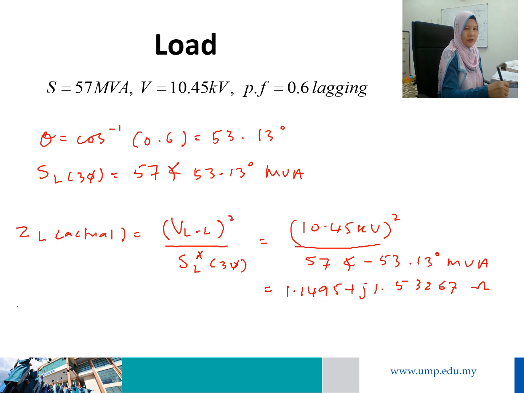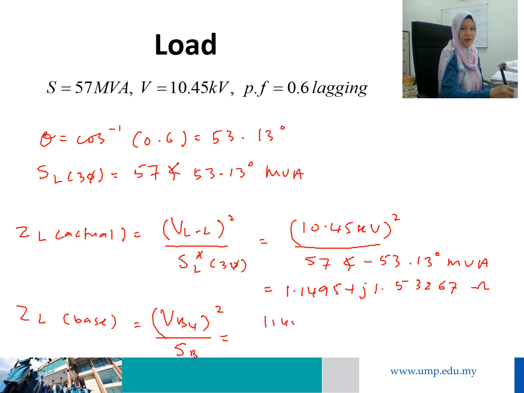And then calculate the base value for the load, which is equal to V base at region number 4 squared divided by the base power. So V base at region number 4 is equal to 11 kV divided by 100 MVA. So we get the base value for the load impedance equal to 1.21 ohm.